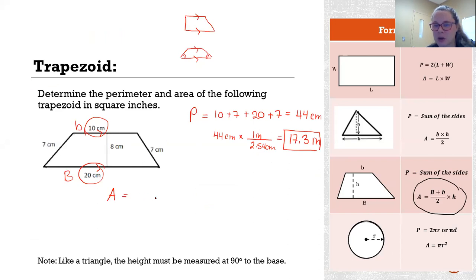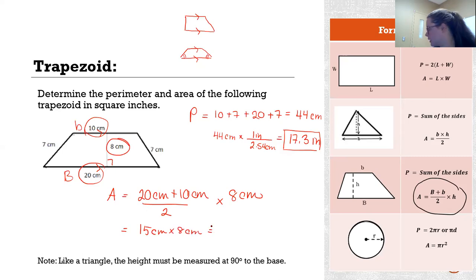So our base 1, or our big B, is going to be 20 centimeters. Our little b is 10 centimeters, divided by 2 times, and you'll notice here there's a note: height must be measured 90 degrees to the base. So for our height, we're going to use 8 centimeters. So those are area pieces. This is going to give us 20 plus 10 gives me 30, divided by 2 is 15 centimeters, by 8 centimeters. Brings us to a total of 120 centimeters squared.